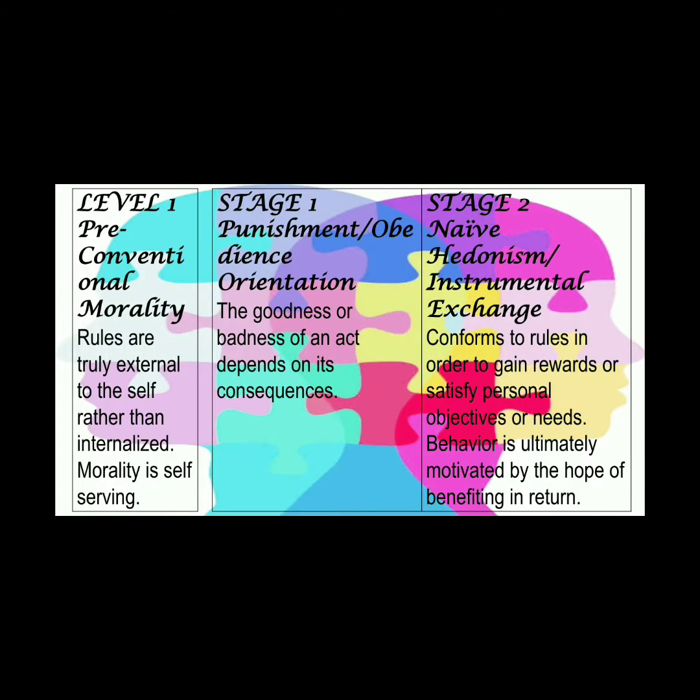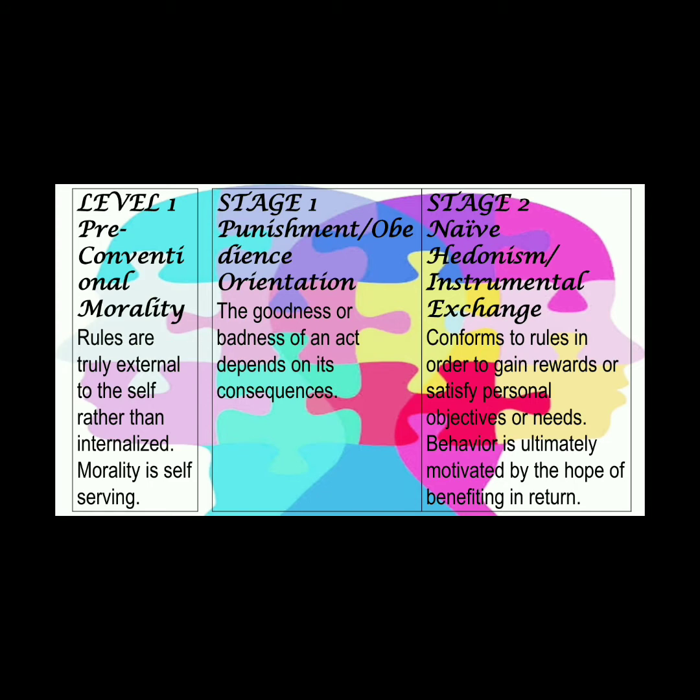The first level of Kohlberg's theory is the pre-conventional level of moral development. This level of development has 2 stages and is based on punishments and rewards. Rules are truly external to self rather than internalized. Morality is self-serving. In other words, people who are functioning at the pre-conventional level of development make decisions on right and wrong to earn rewards and avoid punishments.